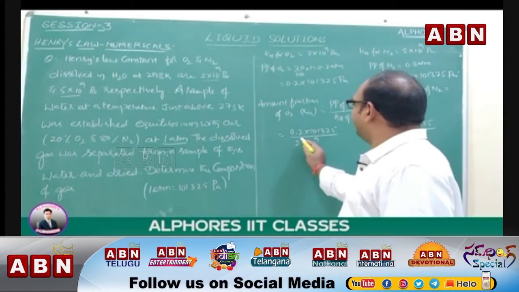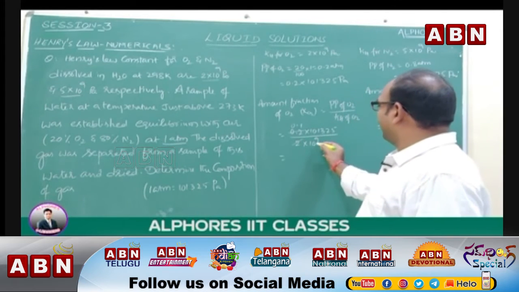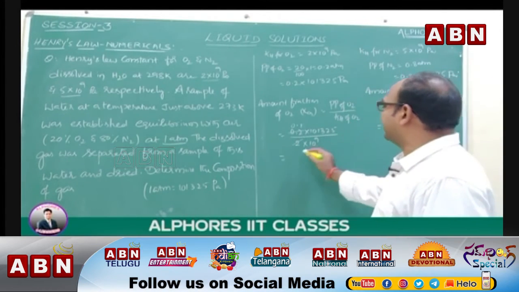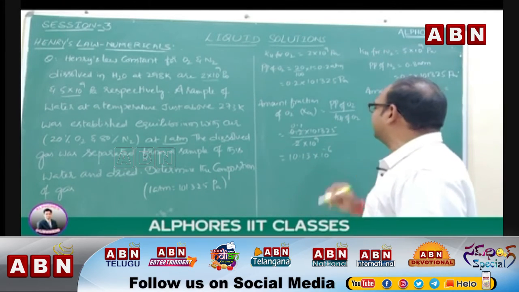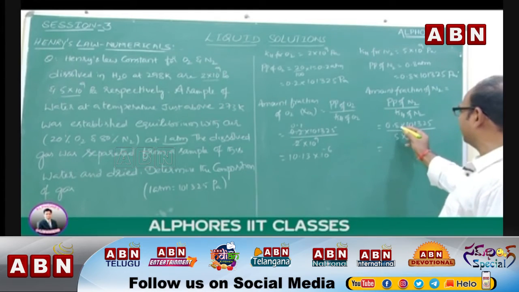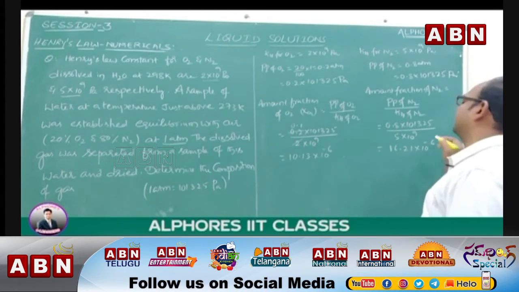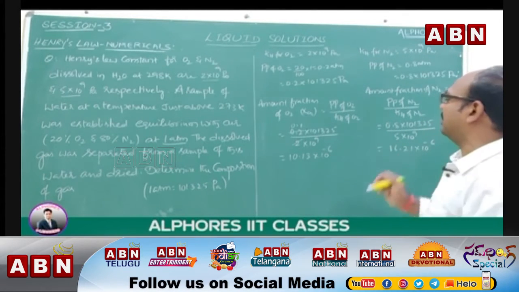So if you solve it here, you are getting 0.1 into 101.325 by 10 power 9. This 10 power 9, if it goes to the numerator, becomes 10 power minus 9. Then this value is 10.13 into 10 power minus 6. Similarly, here this one is 0.8 by 5, that means 0.16, that means 16.21 into 10 power minus 6. So we have the amount fraction of oxygen and the amount fraction of nitrogen.